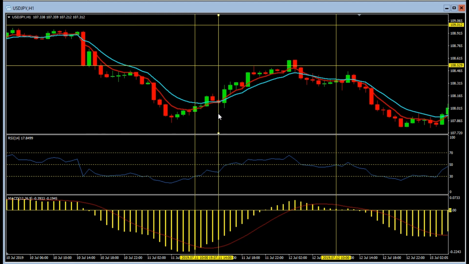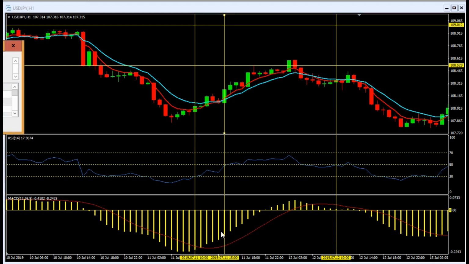This is the next day, and the next signal we get at the open, and this is the crossover, but the RSI is below the 50 level, so we will wait for the RSI. So the RSI crosses the 50 level here, but the MACD is still going up. It's still below the zero level.